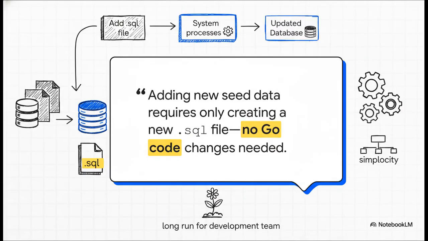But maybe the biggest win of all is what this means for the development team day to day. This quote really nails it. Adding new seed data doesn't mean you have to go digging around in the application code. Nope. You just create a new, numbered SQL file, drop it in the folder, and that's it. The system handles the rest. It is so simple, so maintainable, and it scales beautifully.